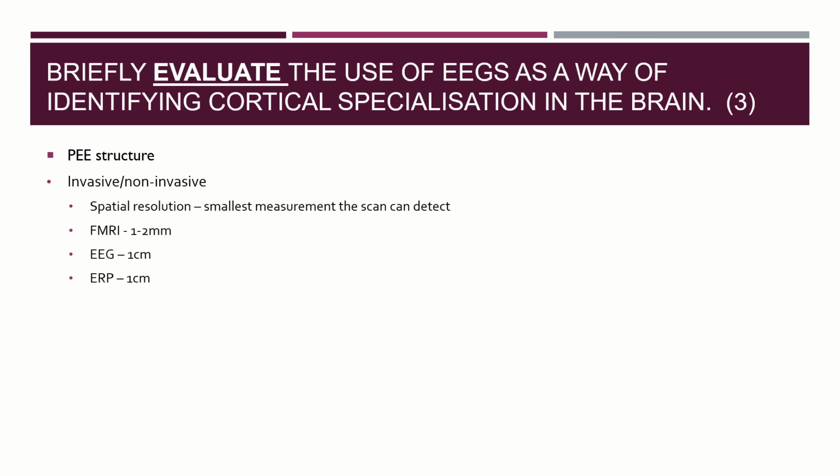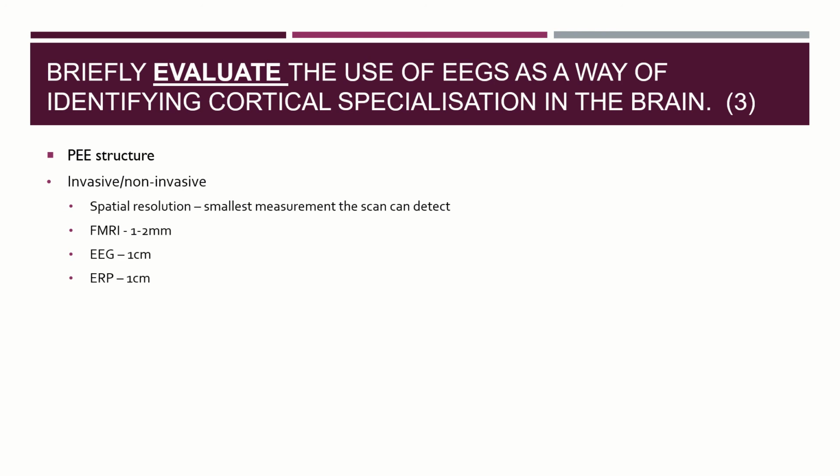And then the kind of things that you could talk about. Now, I've included all of them, but the one we're focusing on is EEGs. Your spatial resolution is poor. So the smallest measurement that the scan can detect has a precision of about 1 centimetre. That is not very good. When you think how big the brain is, a centimetre is a huge area of brain.